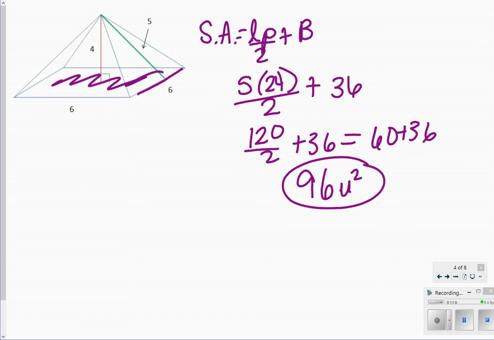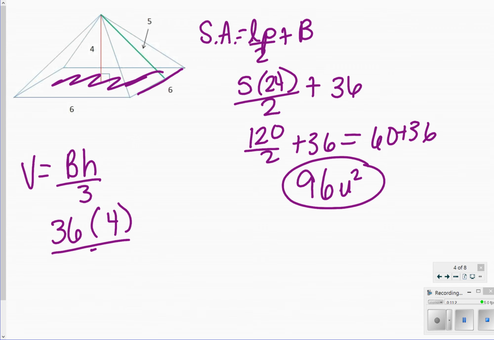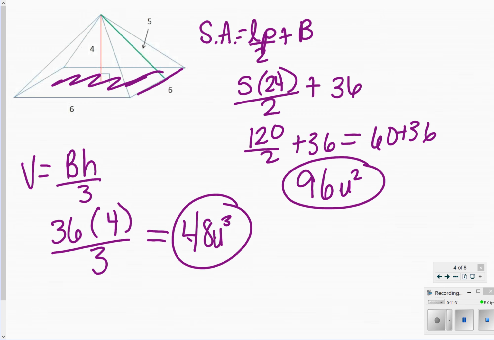Very good. Let's do volume. Remember, volume is our base times our height divided by 3. So we said our base before was 36. Since volume is our inside, we're using our inside height, which is 4, and we are dividing by 3. Several different ways that you can do this. When you simplify and come up with your final number, you're going to end up with a value of 48 units, and since that's inside, it's units cubed. Good, make sure you have this information.